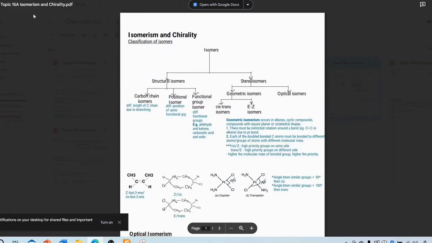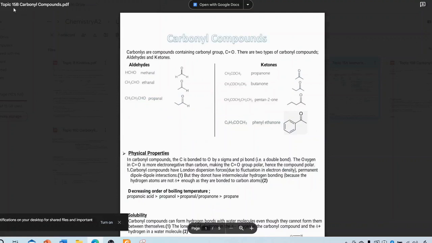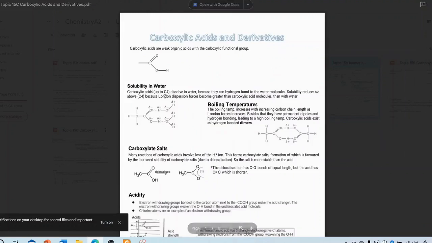Number 1 being topic 15A, which is isomerism and chirality. Chapter 2 is topic 15B, which is carbonyl compounds. So these first 2 chapters are quite small and easy. And then topic 15C, this is carboxylic acids and derivatives. This is a really important chapter if you want to do well in Unit 4.